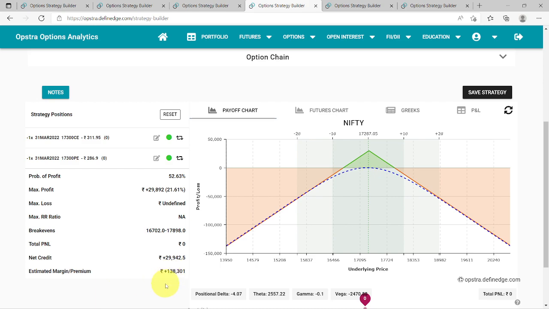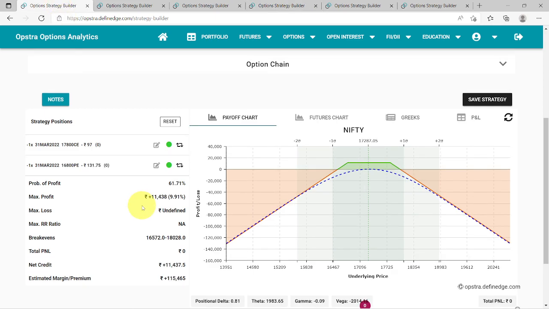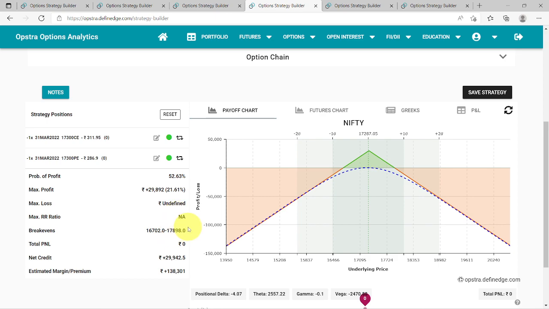Here it is 1.38 lakhs, and the probability is 52%, whereas there it was, I think, 61%. The reason is that the break-even here is a little lesser than there. Here it's 16,702, whereas it is 16,572 to 18,028, and it is 17,898 here. But the maximum profit is 29,000, almost 30,000 here, but there it was 11,000.